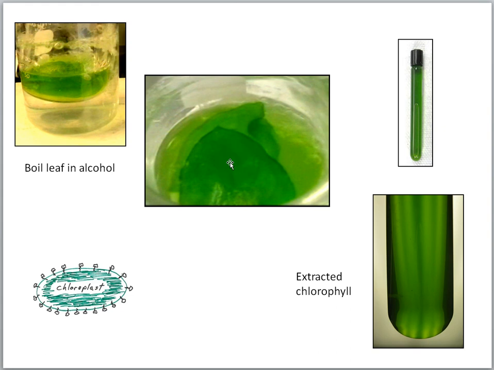It starts to sort of get pale, starts to turn whitish, and then the alcohol starts to turn green. What's happening is the chlorophyll molecules are being extracted from the membrane of the chloroplast, and now the molecules are floating around in the alcohol solution. And so we can get a test tube filled with chlorophyll molecules in alcohol.